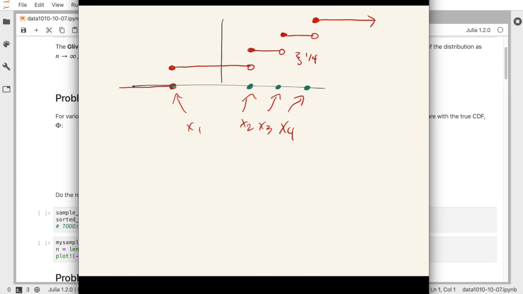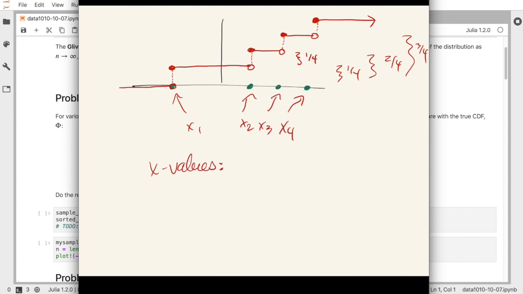So if we've sorted the observations, let's say n is 4 here, and we move from left to right, picking them up one at a time, then we end up with a step plot where the jumps happen at the locations of the observations, and the y values for each jump are just 1 over n. So the first y value is 1 over 4, and then the second y value is 2 over 4, and so on until we get to 1.